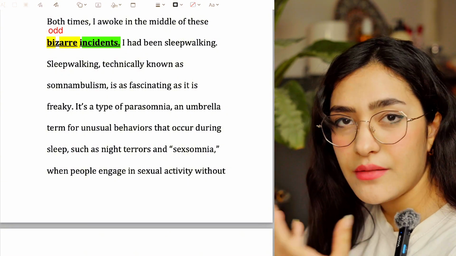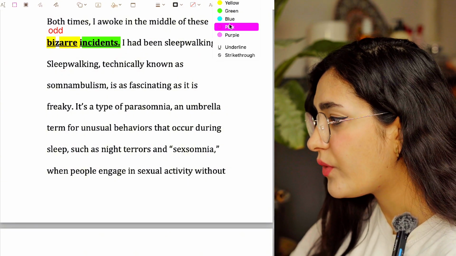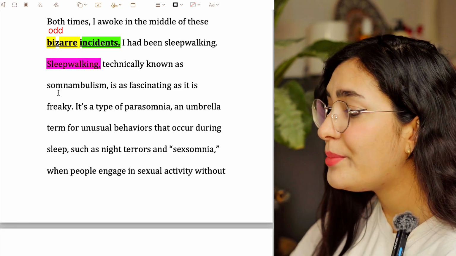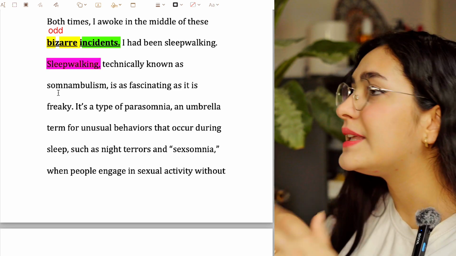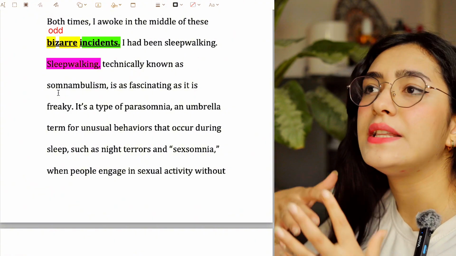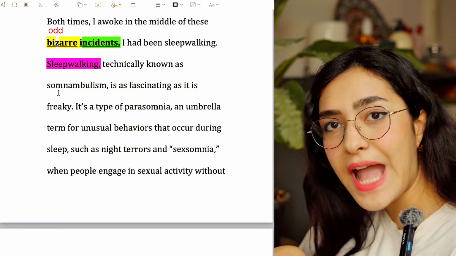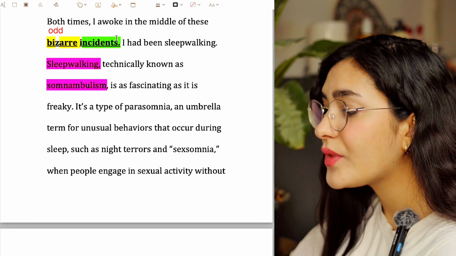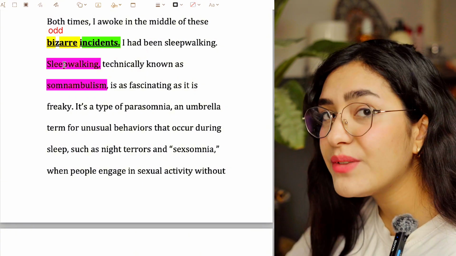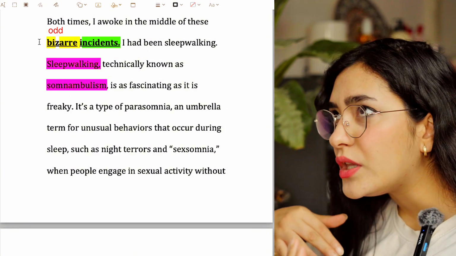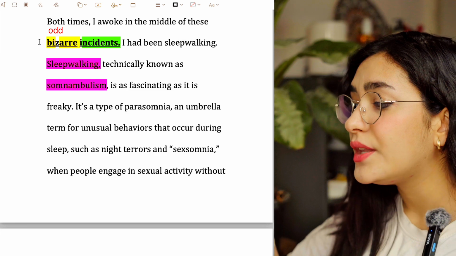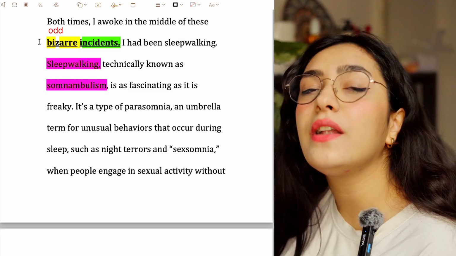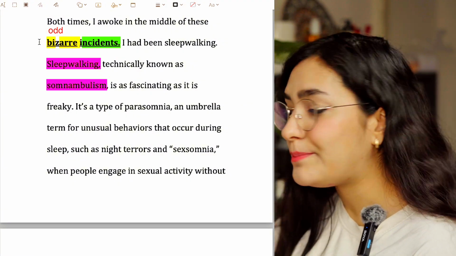Sleepwalking is the usual term that we use for the act of walking while you're sleeping, sleepwalking. But the umbrella term, the term that, in medical, in science, they use for this action is somnambulism. Somnambulism. I highlighted here for you. So, sleepwalking is something that we use in our casual conversations, but when we are referring to this act in a medical situation, we call this act somnambulism.